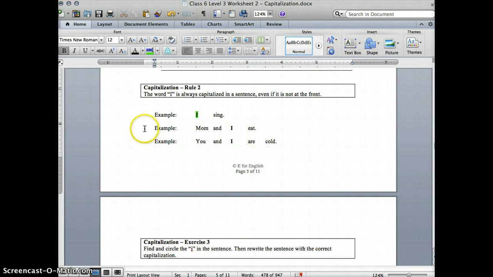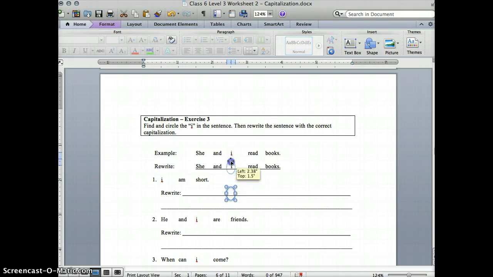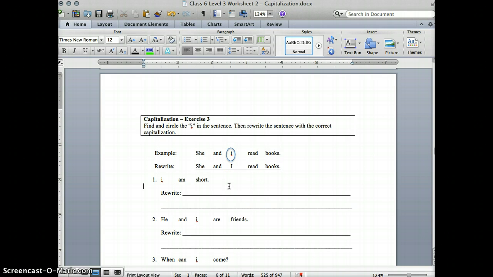But if you look at this example, you see that I isn't even at the beginning of a sentence, right? It's actually kind of in the middle of the sentence, but it's still always capitalized. So looking at that, we're going to do exercise 3, and I'm just going to go through the first example. Oops, this was supposed to go here. Okay, so we have to find the I in the sentence and then rewrite the sentence.